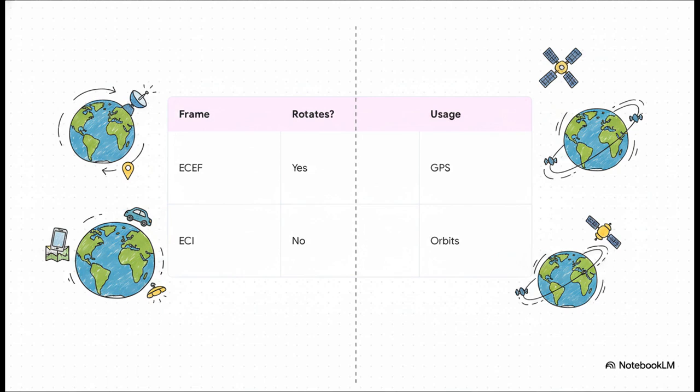ECEF rotates with the Earth, which makes it absolutely perfect for tracking GPS, mapping, and ground stations. ECI, however, does not rotate with the Earth, which makes it perfect for tracking satellite orbit dynamics. Space engineers absolutely have to keep these two very distinct. Basically, you use ECEF when you actually care about a specific point on the ground, and you use ECI when you're analyzing a satellite just zipping through the vacuum of space.